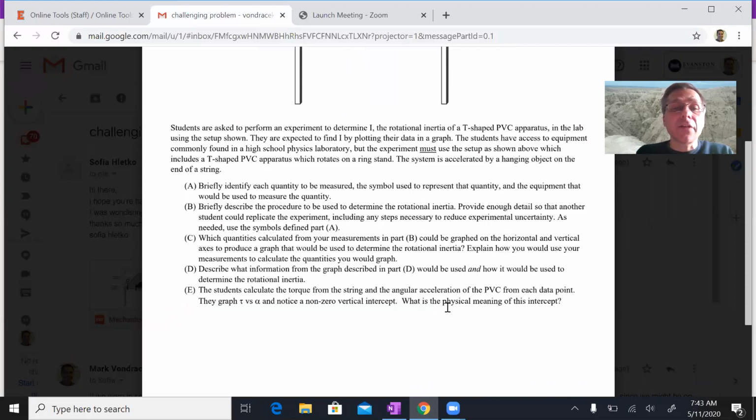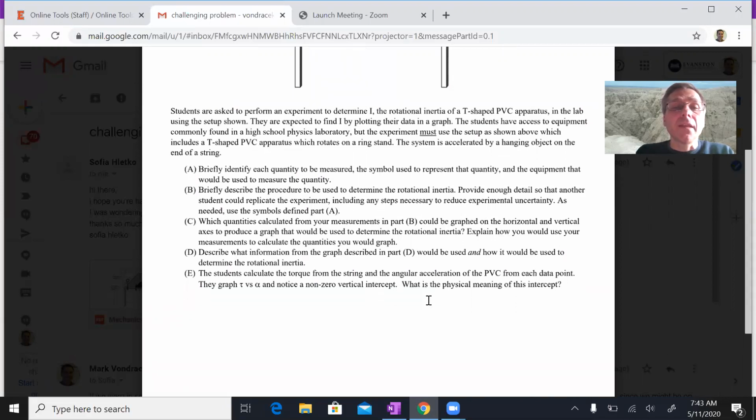They do have one question down here, though, which is kind of interesting. When you do this in reality and you do your best fit line, maybe it has a y-intercept. They're kind of asking about that here. In fact, they kind of hint at how you should have done this. You have a graph of torque versus angular acceleration. What would a y-intercept mean? How would you interpret that physically?